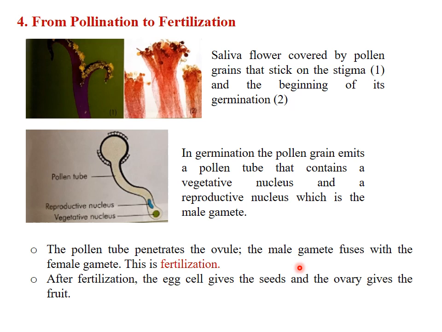is called fertilization. And the result of fertilization is the egg cell that gives the seed and the ovary that gives the fruit. And I should mention that reproduction in flowering plants is sexual because it requires the intervention of male and female gametes.